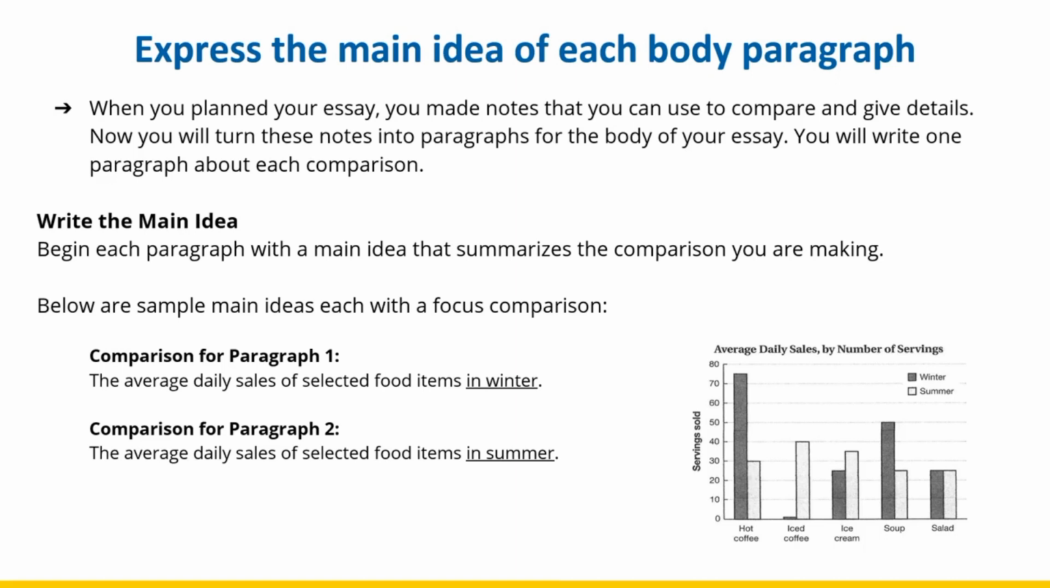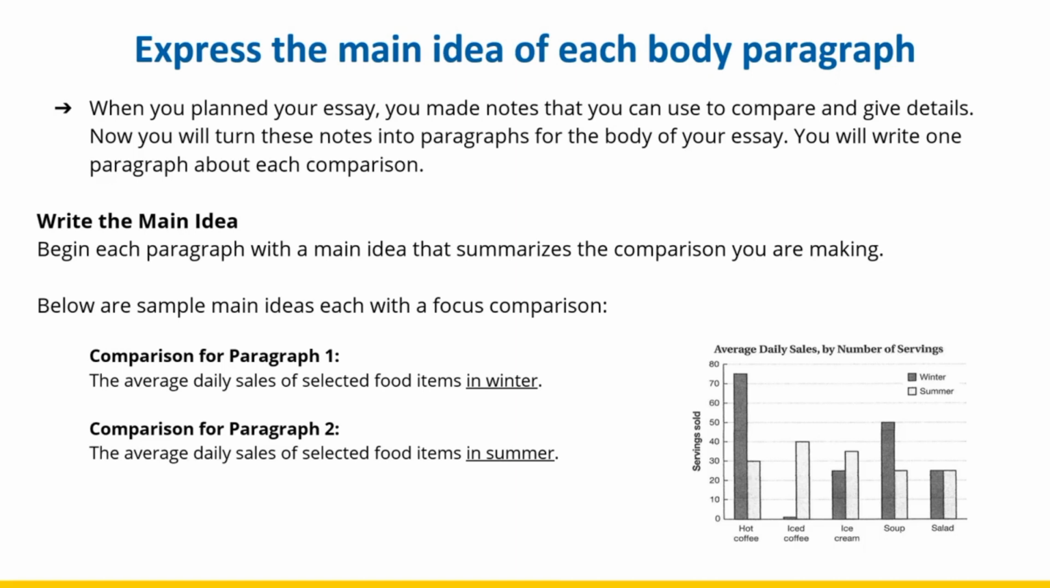Below we have two main ideas, each with a focus comparison. For example, the comparison for paragraph 1 is the average daily sales of selected food items in winter, and the comparison for paragraph 2 is the average daily sales of selected food items in summer. This means that when you write your body paragraphs, your first body paragraph is going to be only about winter time, and your body paragraph 2 is going to be summertime. So you have to compare them.